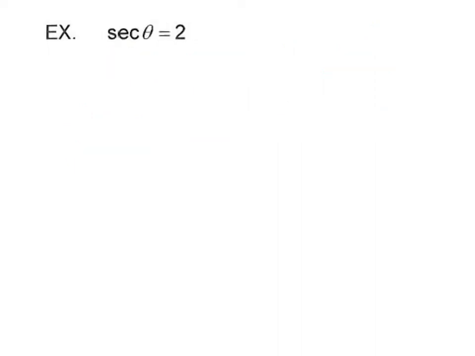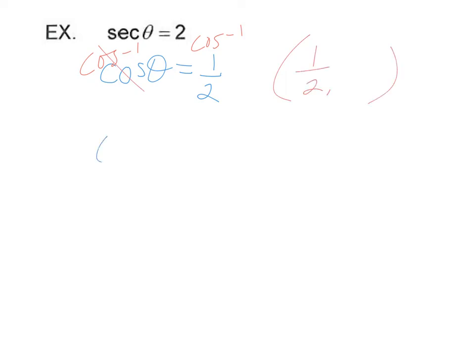Secant theta equals 2. Well, we don't have secant on the circle, but secant is the cosine flipped over. So let's flip over secant and make it cosine. And if I flip over one side of the equation, I have to flip over the other. So the left side would be cosine, and then 2 flipped over is 1/2. Now I can solve inverse cosine both sides. And I'm looking for where on the circle the cosine is 1/2. And that happens at pi over 3 and at 5 pi over 3.